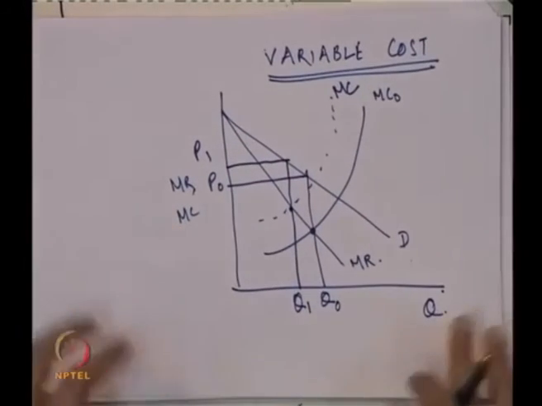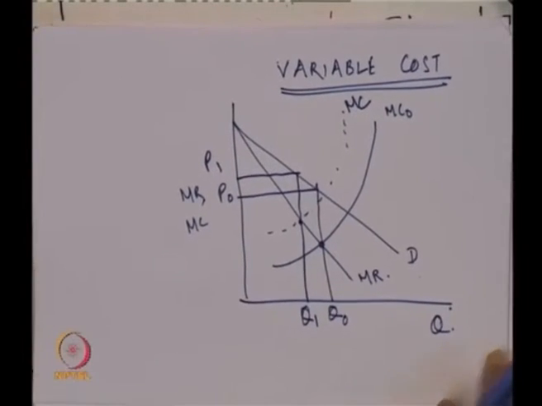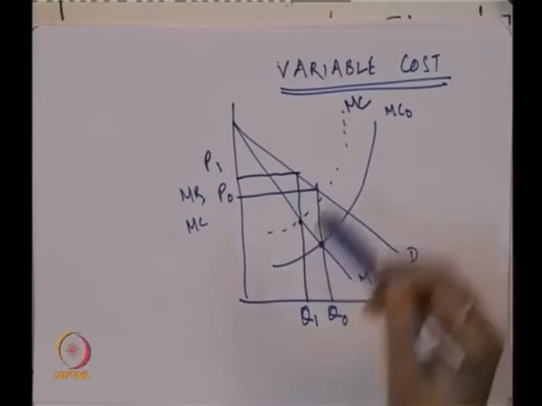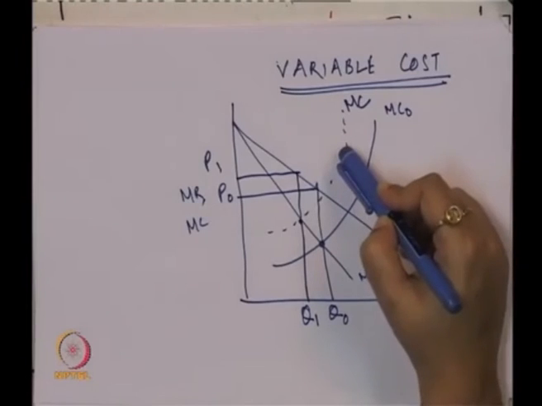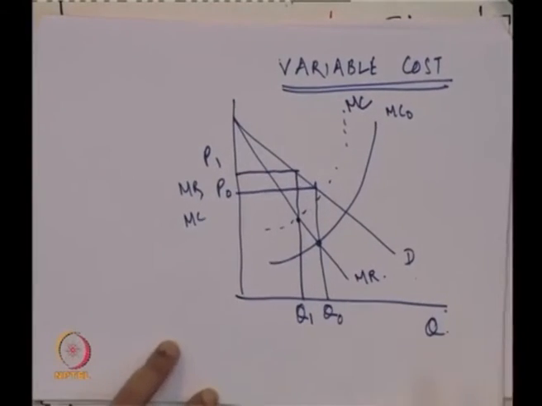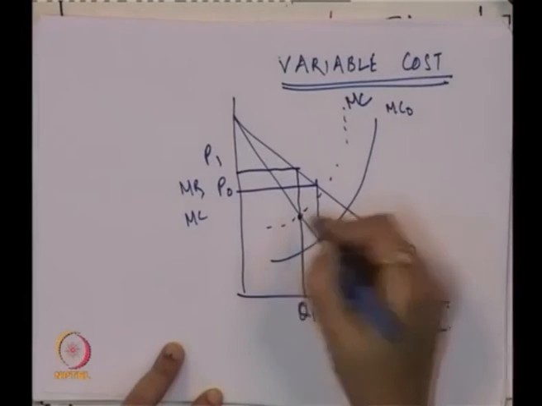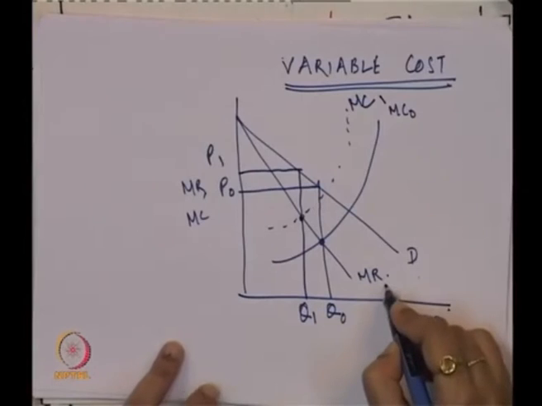So, how can we summarize the impact of variable cost? If there is an increase in the variable cost, that leads to a shift in the marginal cost curve in the upward direction. The firm gets a new level of equilibrium corresponding to the new marginal cost curve and the initial marginal revenue curve.